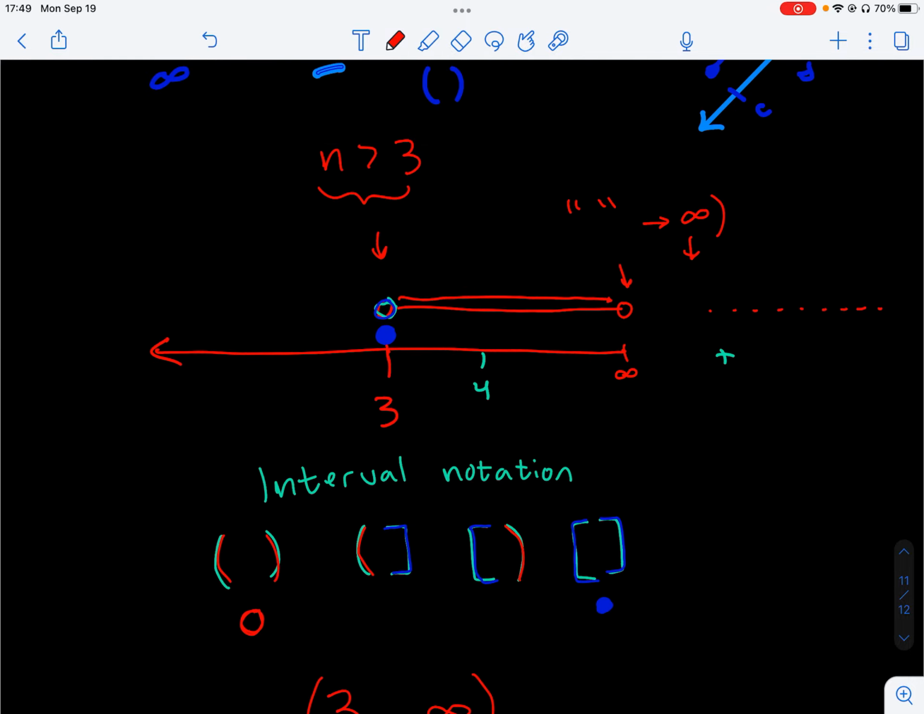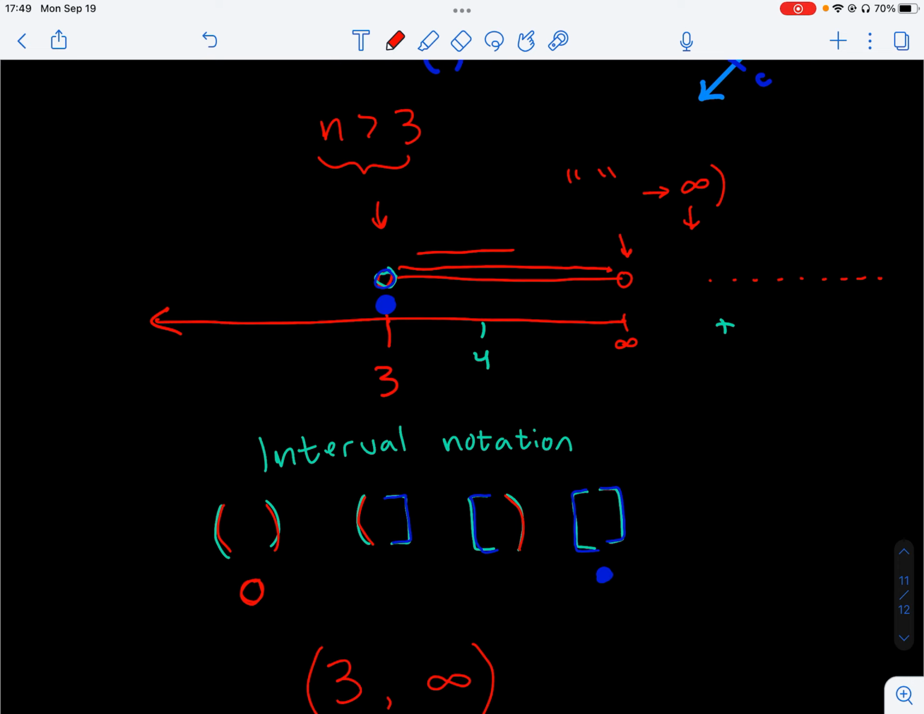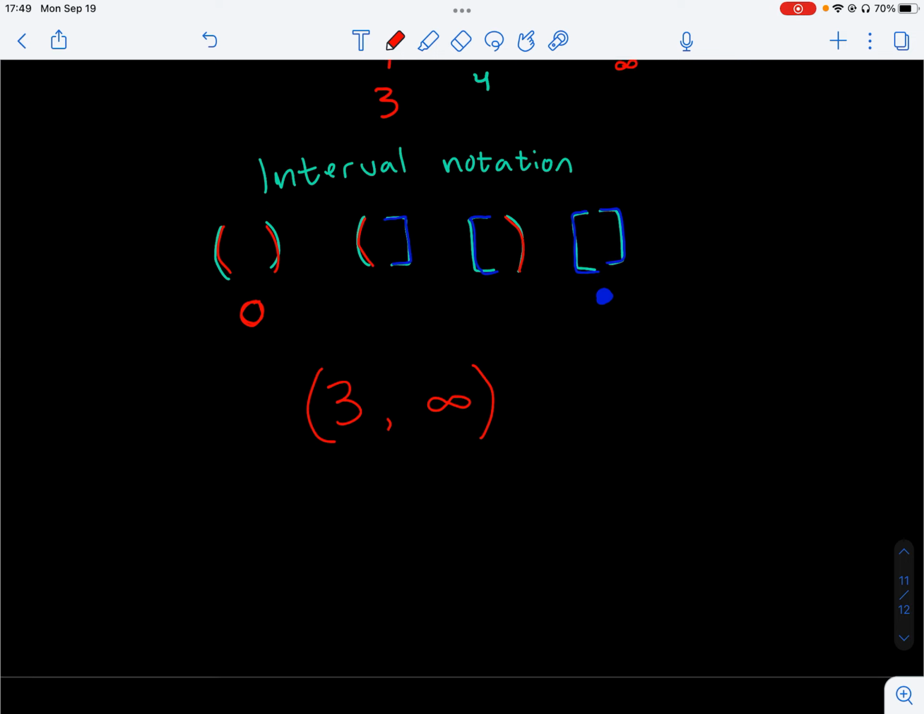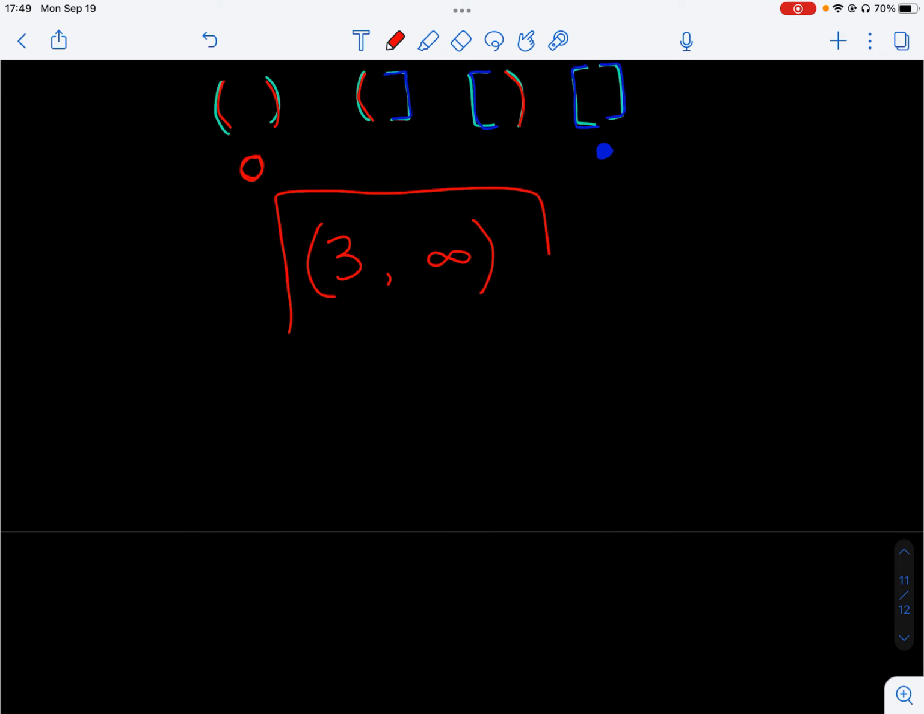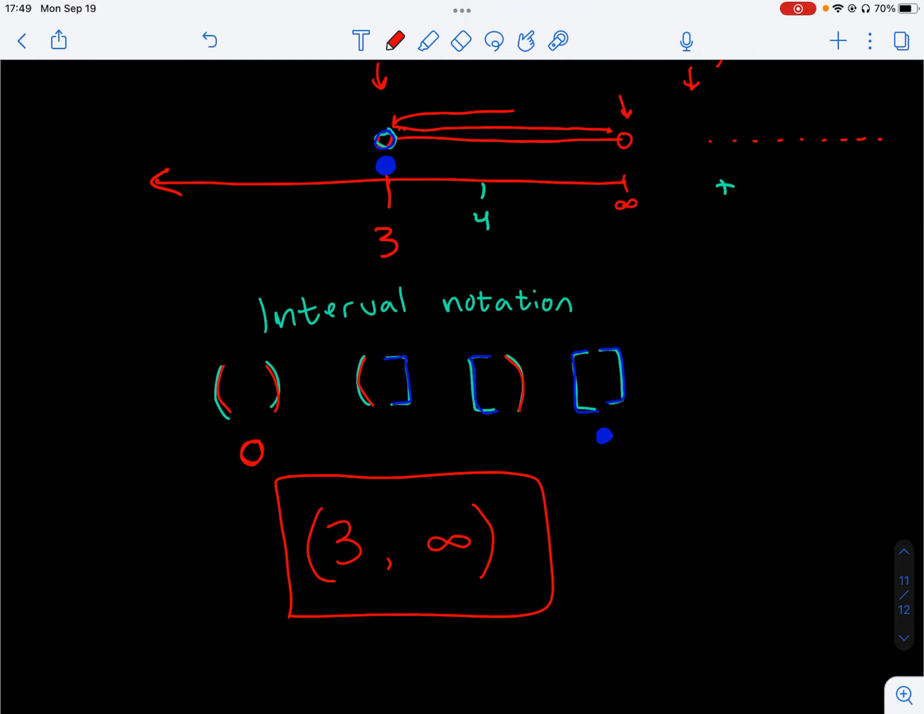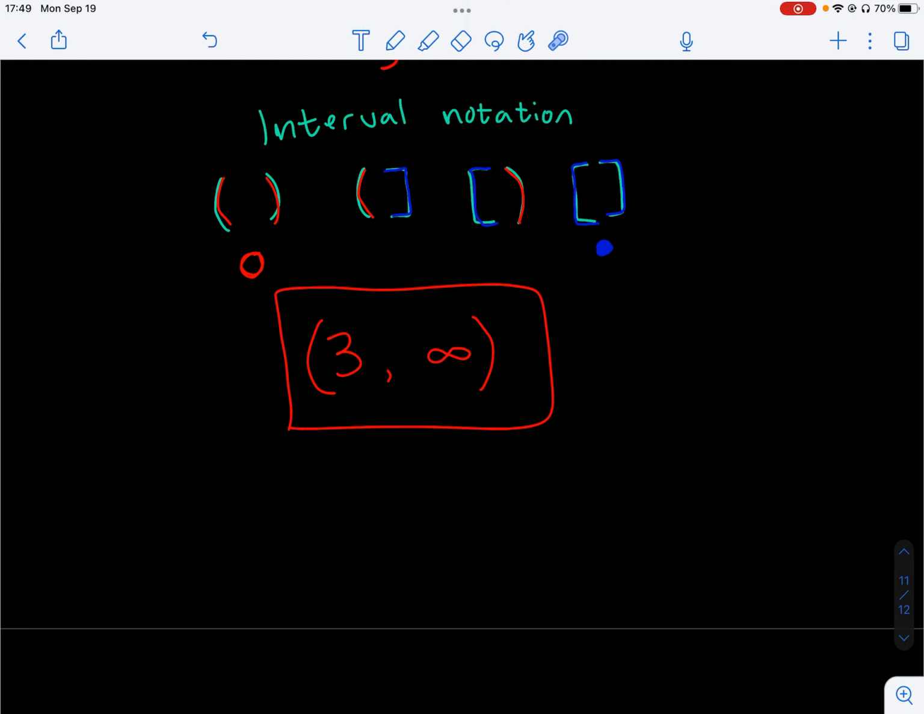Now on the left-hand side, by definition, anything that's greater than 3, we get ever closer to 3, but we never quite hit it. It's not included. And so interval notation is simply a way to describe the left-hand side of our data, the right-hand side of our data, and then what happens as we approach each side.